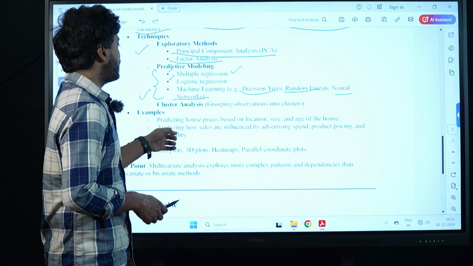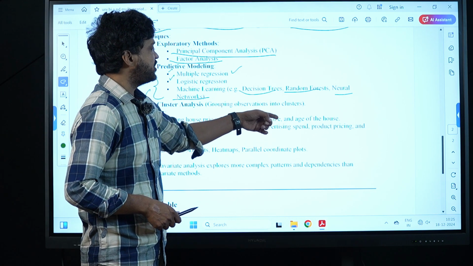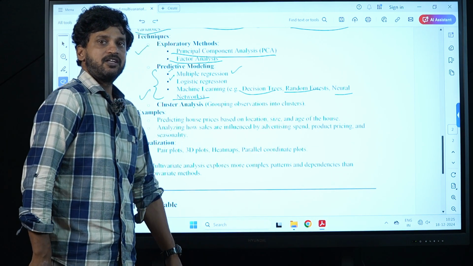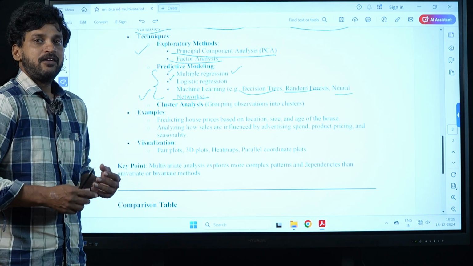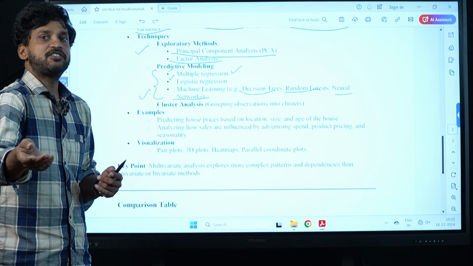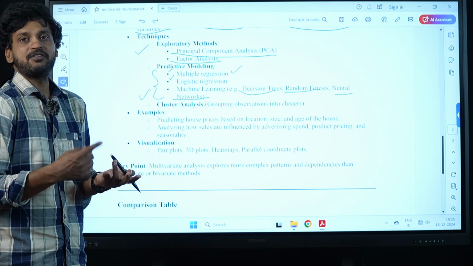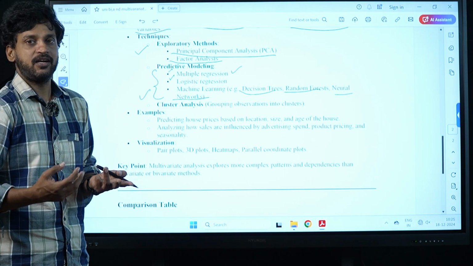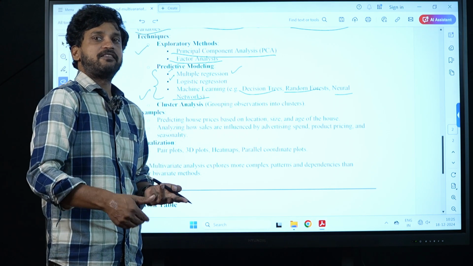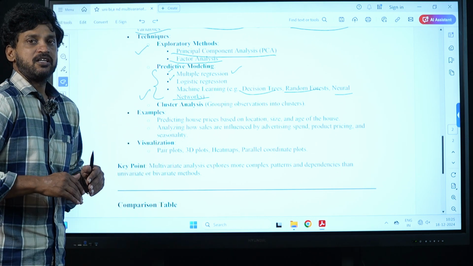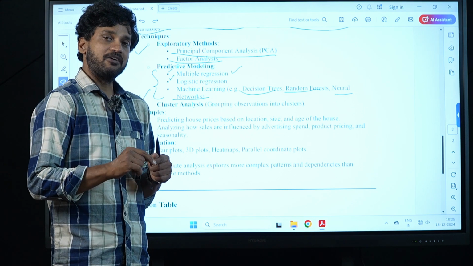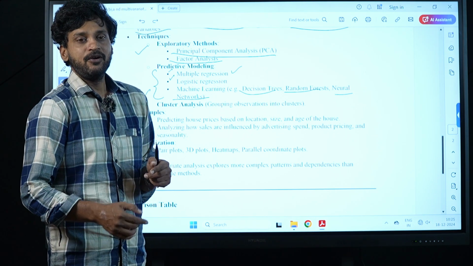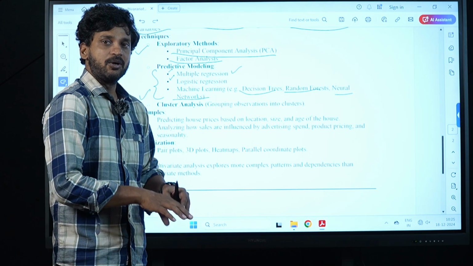Predicting house prices based on location, size, and age of the house. Of course, there is something called the price of a house, and there are several factors affecting this price. What exactly is the location? If it is a prime location, the rate will be more, and if it is the outskirts, the rate will be less. Similarly, the age: as the age grows, obviously the price comes down. But there is another contributing factor. What exactly is the location?